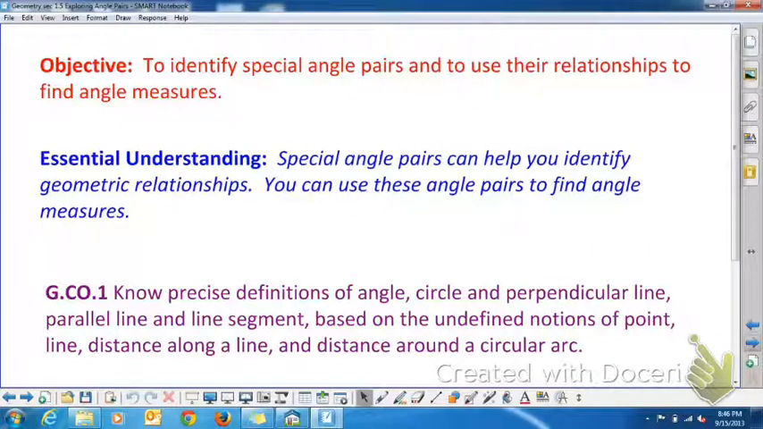Our lesson objective is to identify special angle pairs and to use their relationships to find angle measures. Your essential understanding for this lesson is that special angle pairs can help you identify geometric relationships. You can use these angle pairs to find angle measures. And our standard for this lesson is listed below.